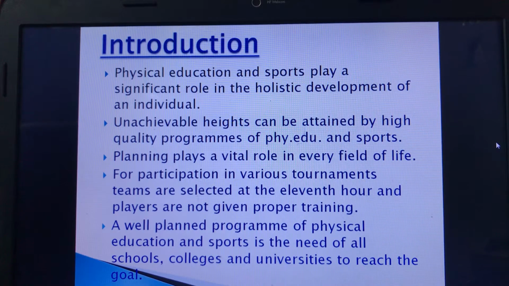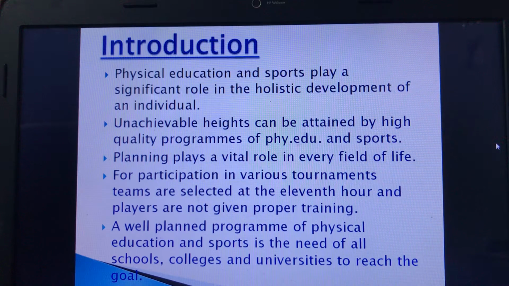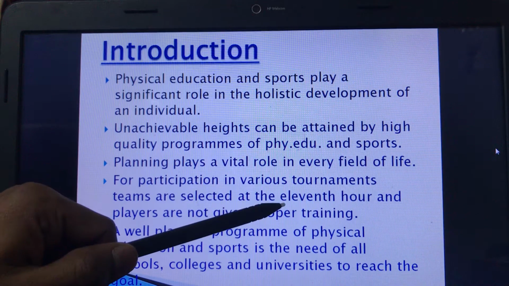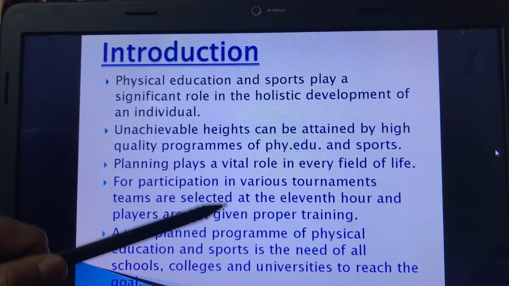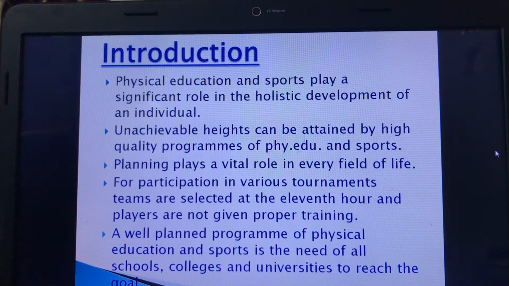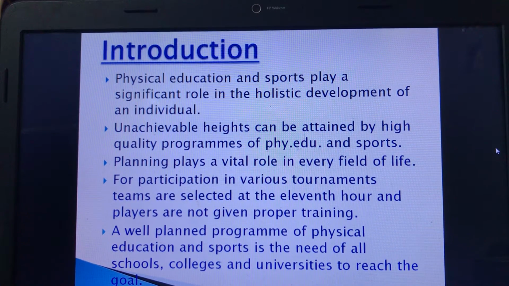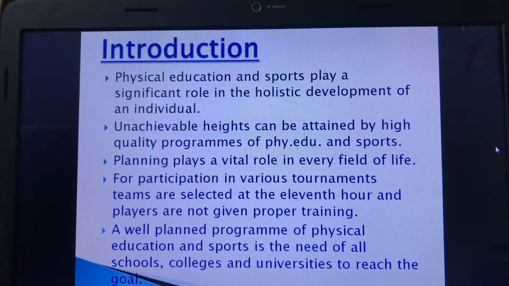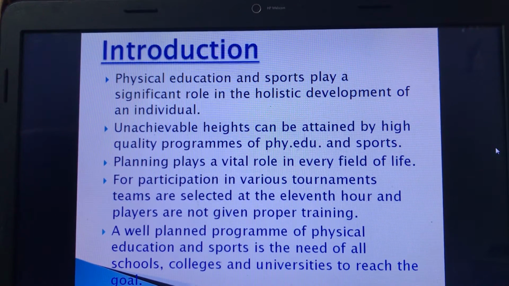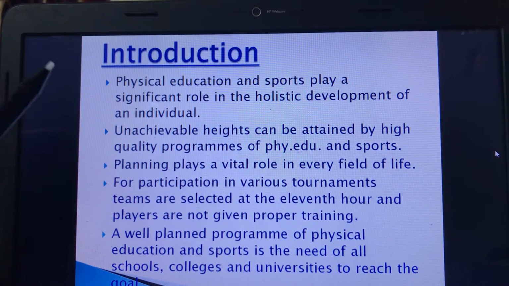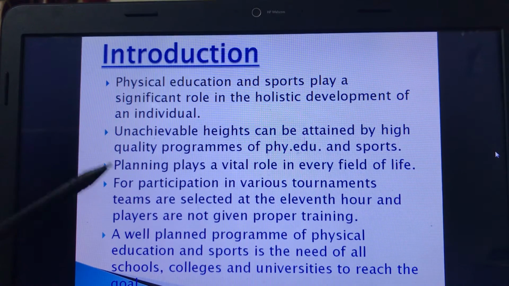And for participation in various tournaments, teams are selected at the 11th hour and players are not given proper training. It is a very important point I am going to tell about. Most of the teams are selected at the 11th hour. At the last moment we select the team, and without proper training we send the team to play. That is why we are not able to achieve nowadays in our country. So we have to change this, because for this, what is very important is that we have to plan properly. Without proper planning, without proper training, we cannot get success.